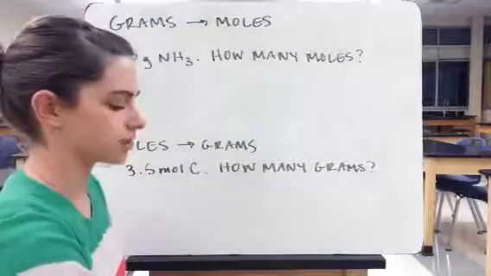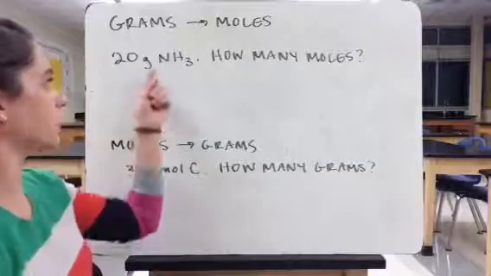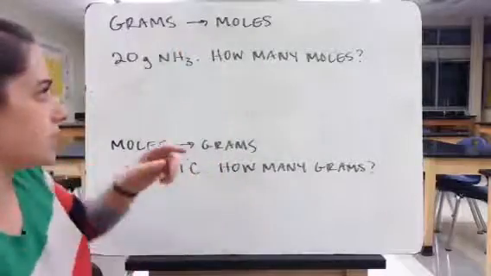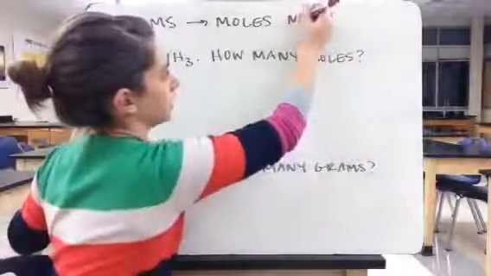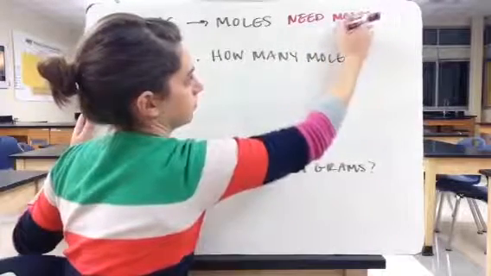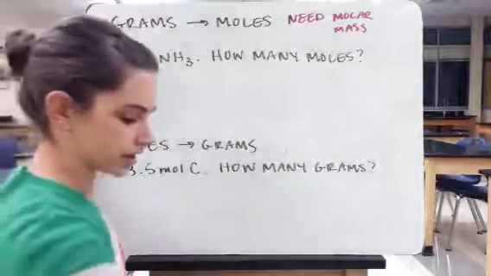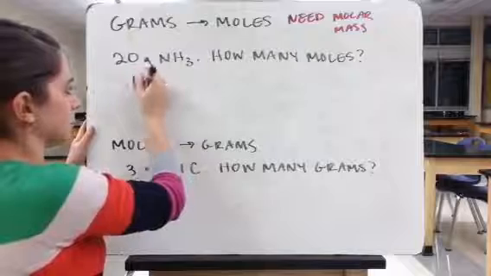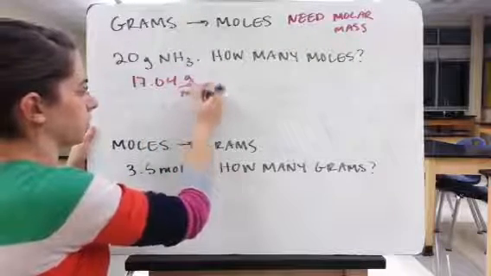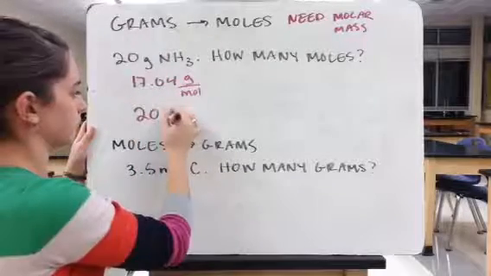Now, let's talk about how to convert between mass and moles, so grams and moles. If we have 20 grams of ammonia, how many moles do we have? If you're going to do either of these conversions, you need the molar mass. So the molar mass of ammonia we calculated earlier is 17.04 grams per mole. So if we have 20 grams of ammonia, that's what we're going to start with.